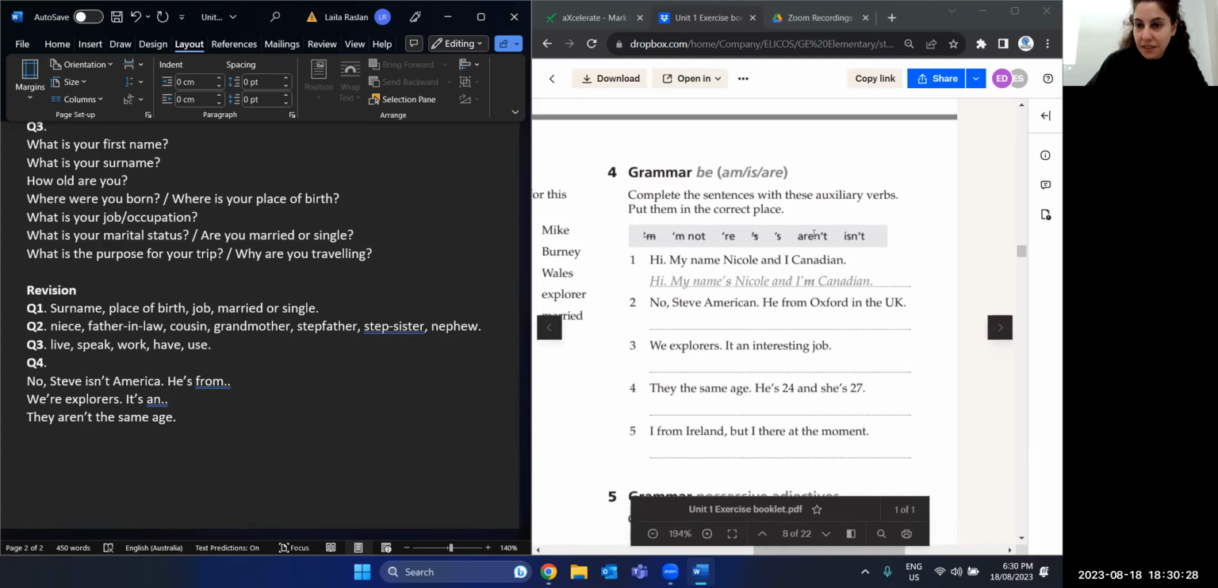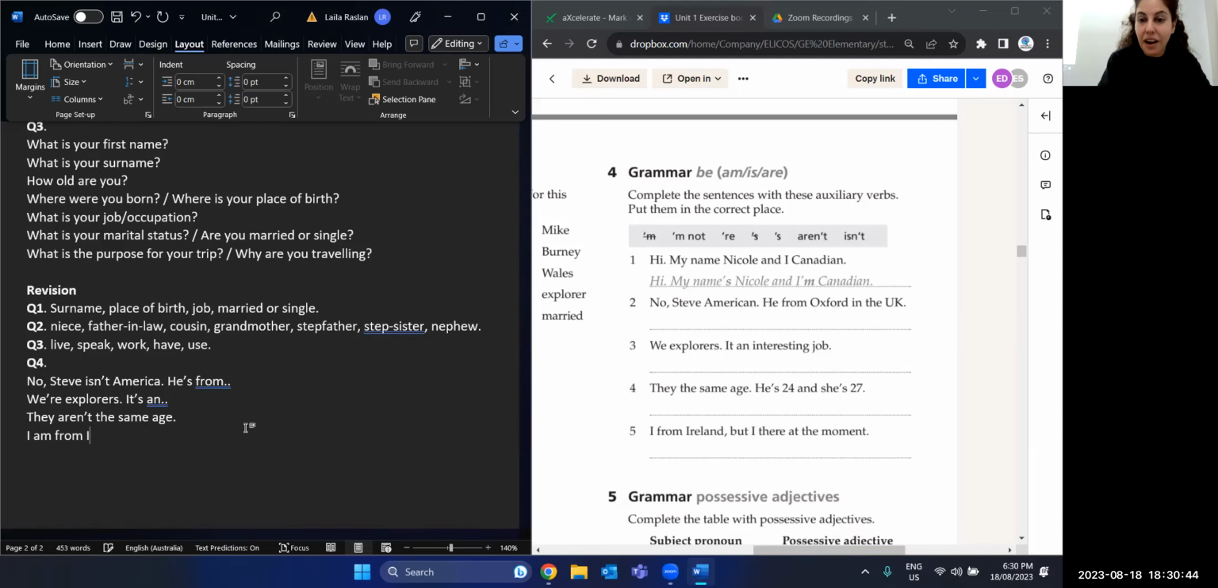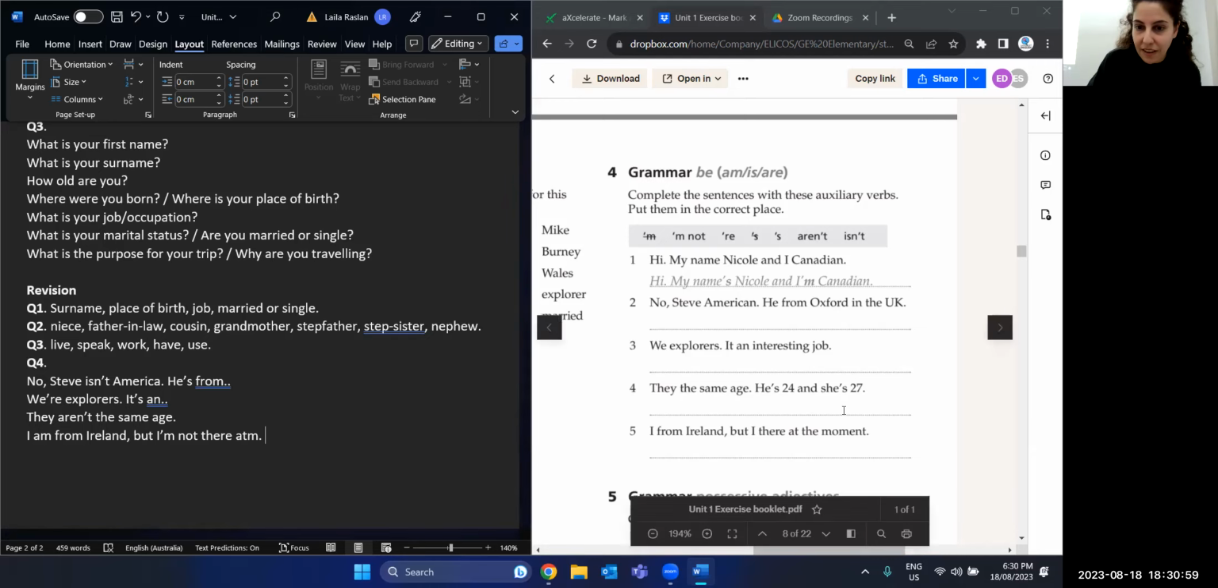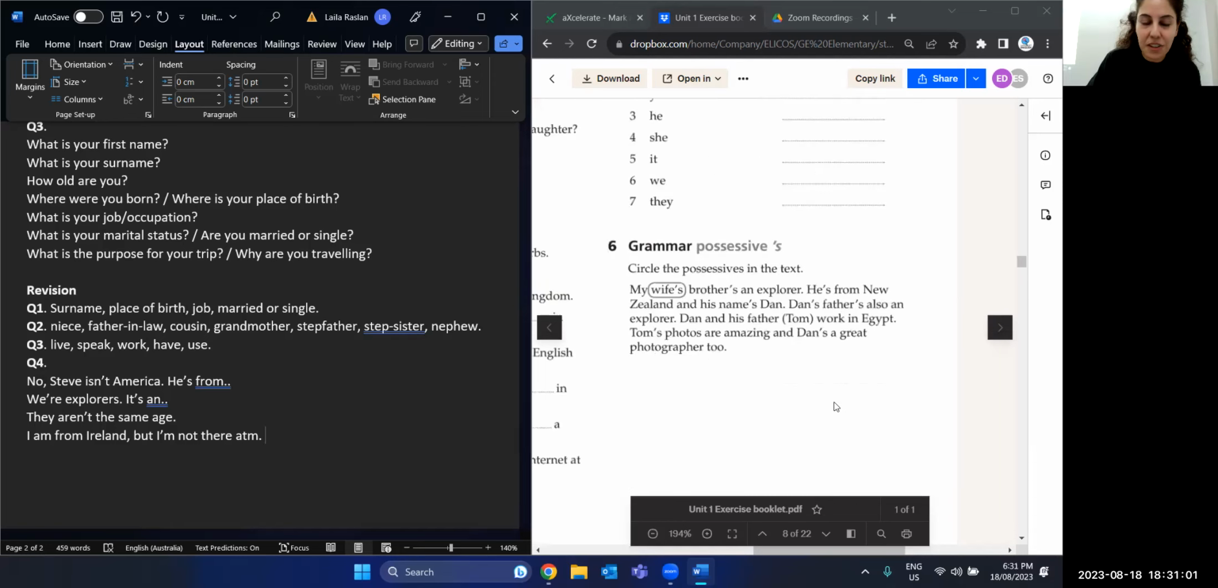So we have to use this one. Subject, they, then the verb, and then the negative if you need to add a negative. But we can connect the verb and the negative. They aren't. Number 5, I am from Ireland, but I'm not there at the moment. ATM, at the moment. Okay, so we'll finish here.